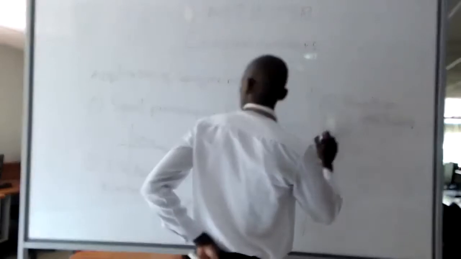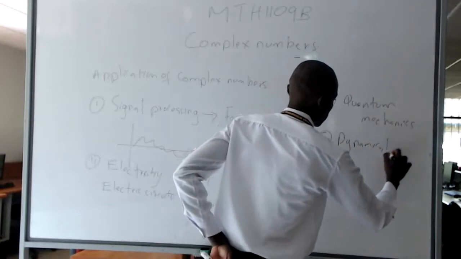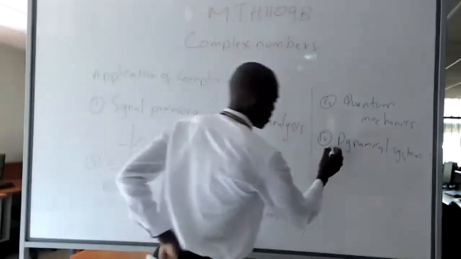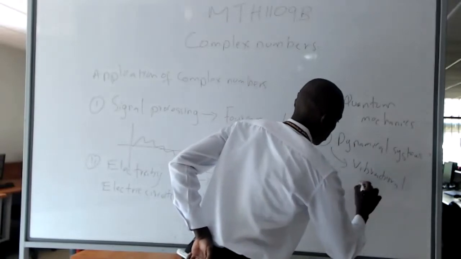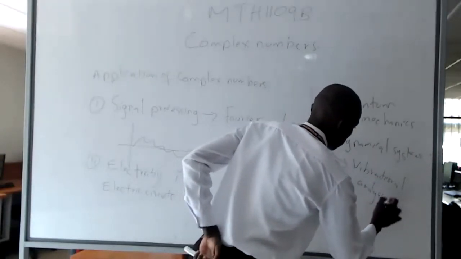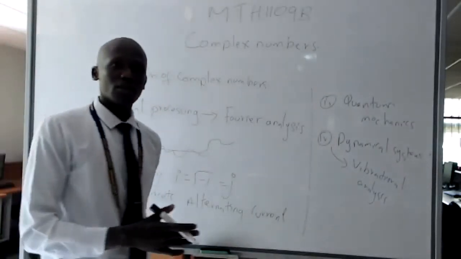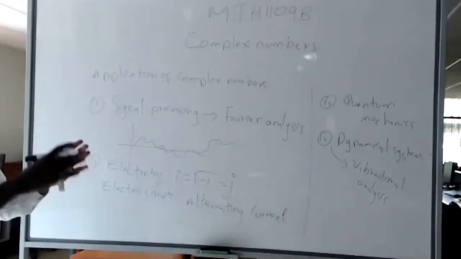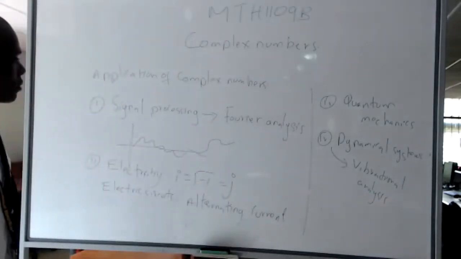Then there is also another application, actually quite a number of them: dynamical systems. So this is a system which is constantly changing over time, and related to that, we have vibrational analysis. An example of a dynamical system would be studying the dynamics of a disease, for example, coronavirus. How does it spread? How is it transmitted from one person to another? What is the impact over some period of time?